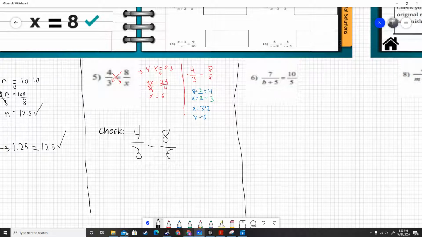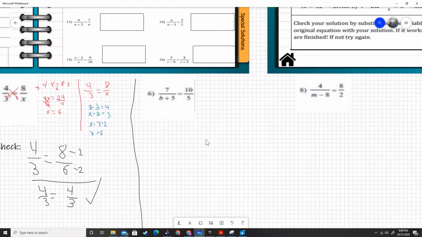And I know if I turn these both into decimals, or in this case, we could just reduce our fraction over here by 2. This will give me 4 over 3, equal to 4 over 3. Ooh, that is ugly. 4 over 3. So that works right there. Okay.